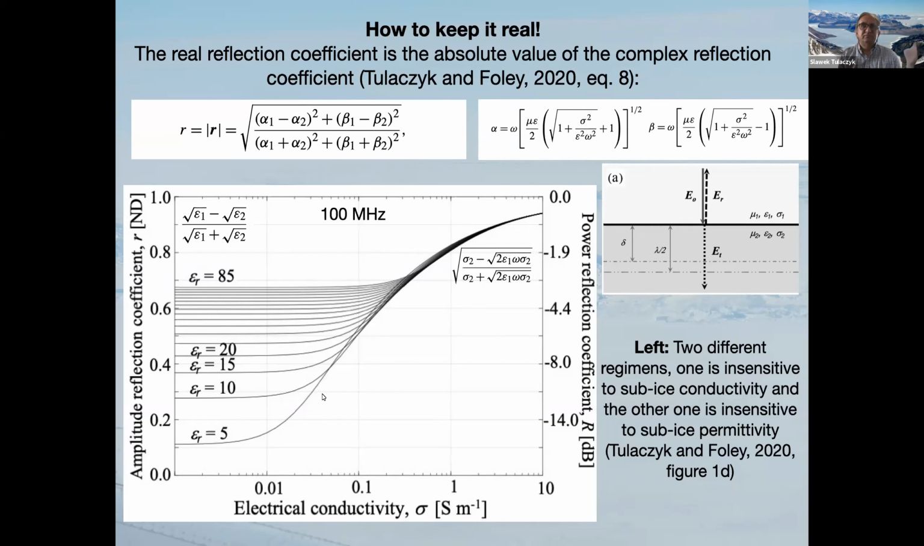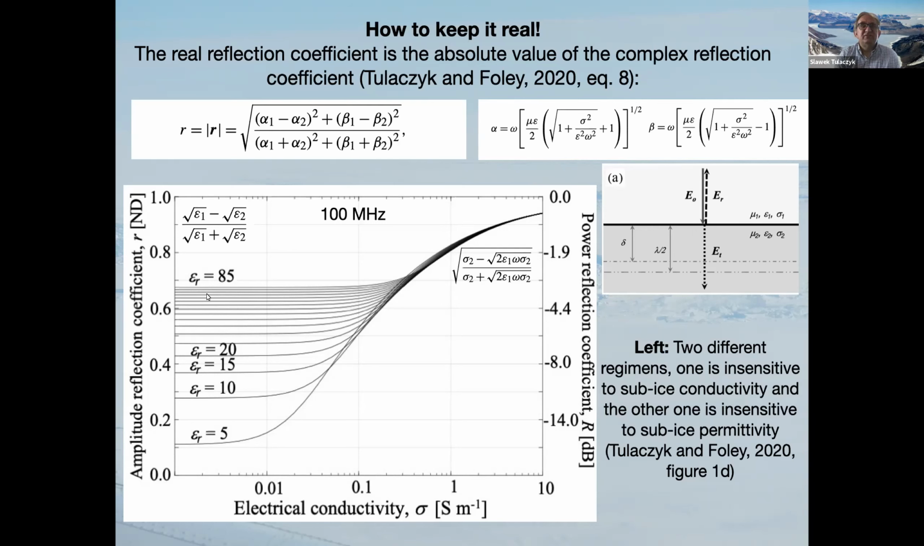Okay, so just to illustrate how this kind of treatment differs from the permittivity-only treatment, here's a plot of families of lines that represent the reflection coefficient for different assumed electrical conductivities on the x-axis and different assumed subglacial permittivities, because ice permittivity is pretty much fixed, 3 point something.